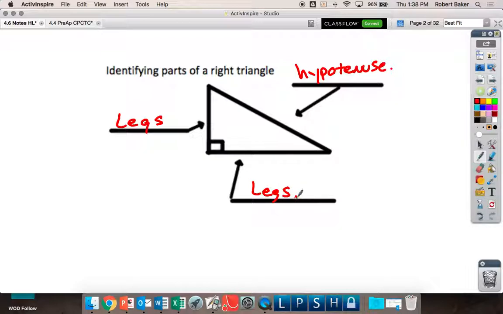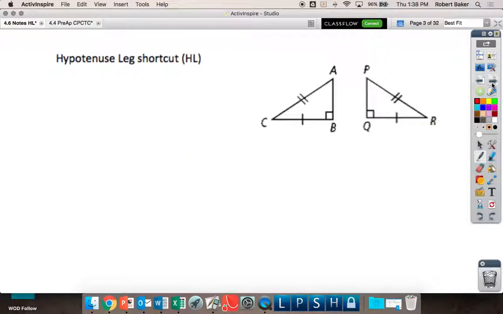So if you were going to explain to somebody what the hypotenuse was, you would tell them it's the side opposite of the right angle. You have the right angle right here, and it's like it's pointing to the hypotenuse. All we need to know is what a leg is and what a hypotenuse is. So if we have a right triangle and we can see a hypotenuse and a leg, we can use the hypotenuse leg shortcut, HL. So what does the hypotenuse leg shortcut mean?